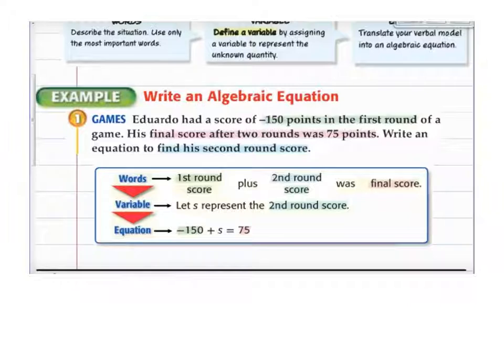So here that's written out typed versus my handwritten. First round score plus second round score was the final score. S represented the second round score, so it gave us negative 150 plus S equals 75, the same as I had on the last sheet.